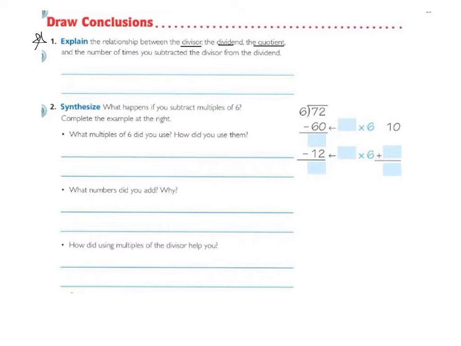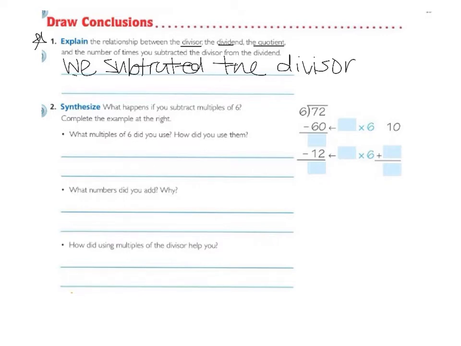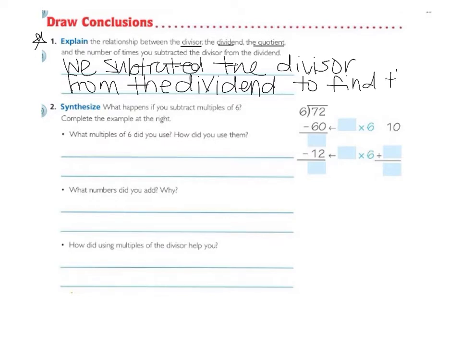So we subtracted the divisor from the dividend to find the quotient.